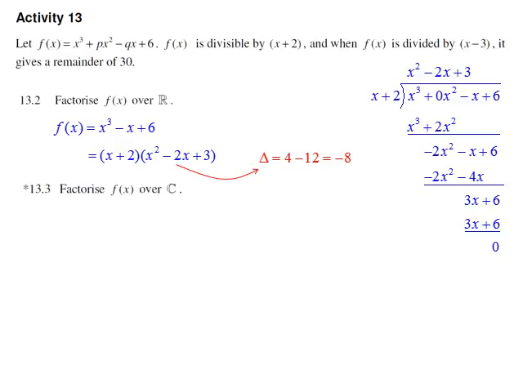However, in activity 13.3, we are asked to factorize f(x) over the complex numbers. So we already know that f(x) is factorized as (x plus 2)(x squared minus 2x plus 3). Since x plus 2 is linear, that is a real factor, and we will not factorize that over the complex numbers. But x squared minus 2x plus 3 is a quadratic factor, and we need to factorize that factor over C. Now, the easiest way to do this is by first completing the square.